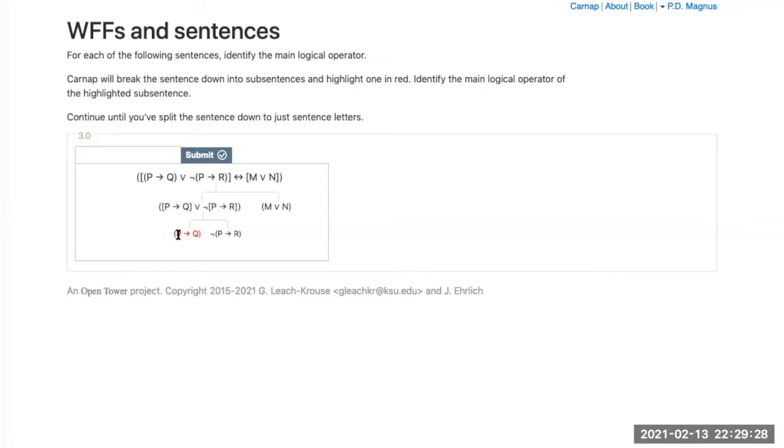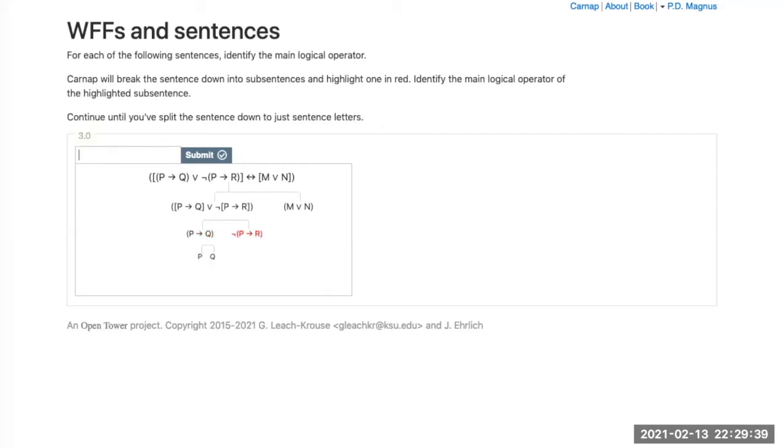And now notice it's highlighting this part in red. That's the part that we're looking at, the P arrow Q. What's the main logical operator there? Well, it's just the arrow, the conditional. P arrow Q breaks down to P, and to Q, two sentence letters.